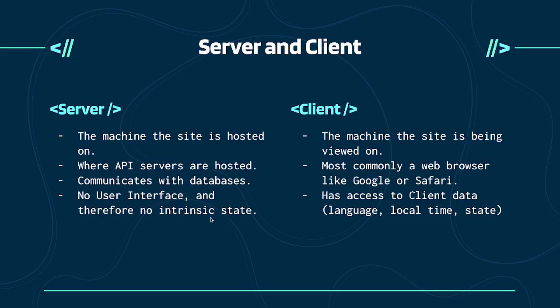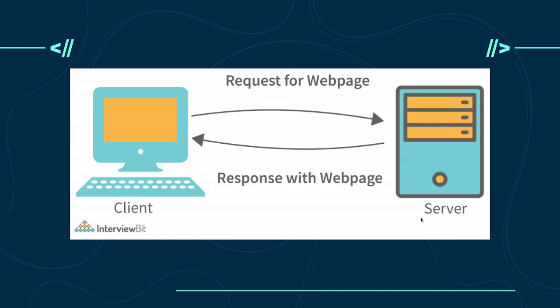Also, the server has no user interface. It's purely running from your terminal. So that means there's no state at all. And again, what I mean by that is, if I wanted to access the language of the device I'm using, I can't do that on the server. It's impossible, right? Because the server doesn't have a client. The client, on the other hand, has access to client data, so for example, language, local time, local storage, state, etc.